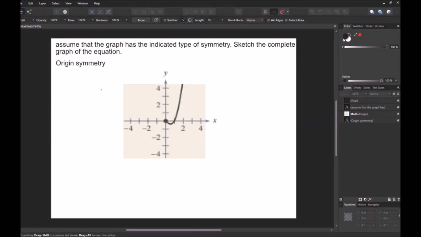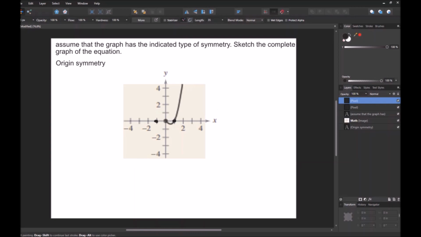Alright, so in this next problem we are given the exact same instructions as the last one, but now we're told that this graph has origin symmetry, and this is the graph that we're given. So origin symmetry, if you recall, means that if you have a point on the graph that's (x, y), for example, this point right here is (1, 0), you have another point on the graph that is the opposite of that x and the opposite of that y. So if this is 1, the opposite of 1 is negative 1. The opposite of 0 is still 0. So we know that its origin symmetric point would be right here.